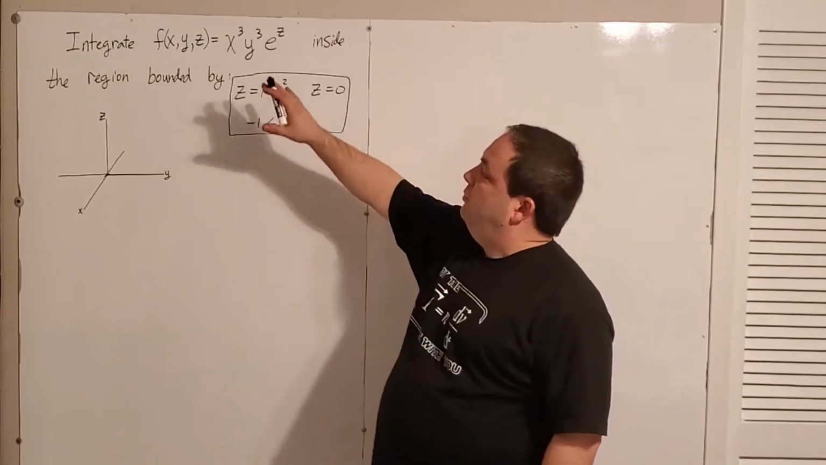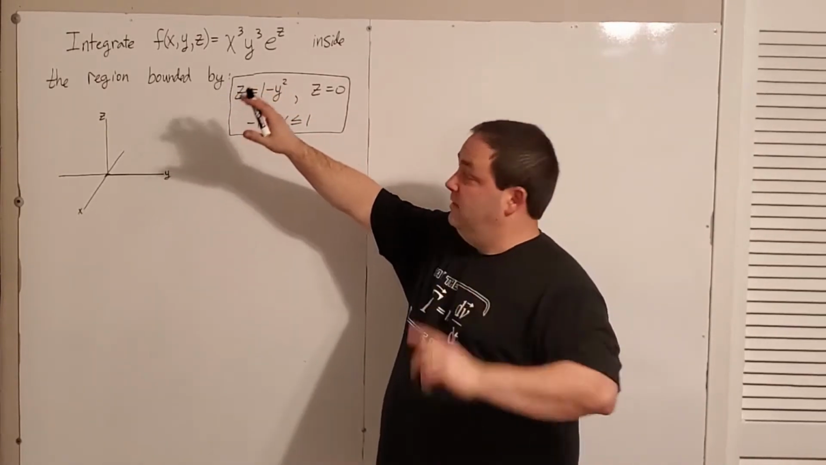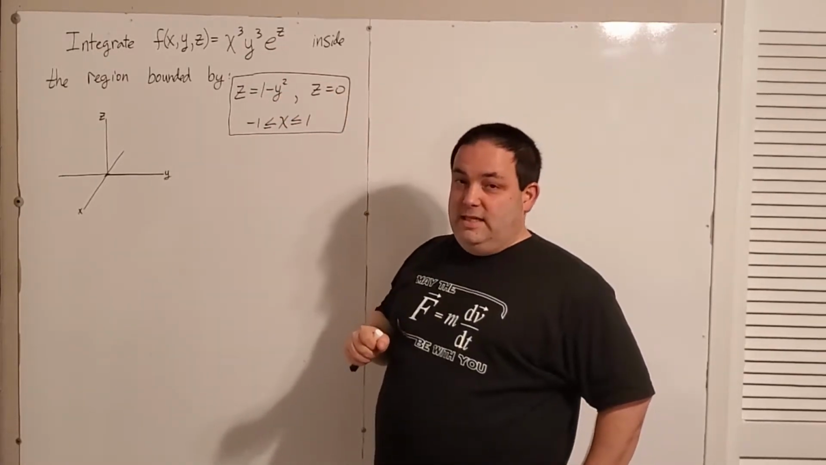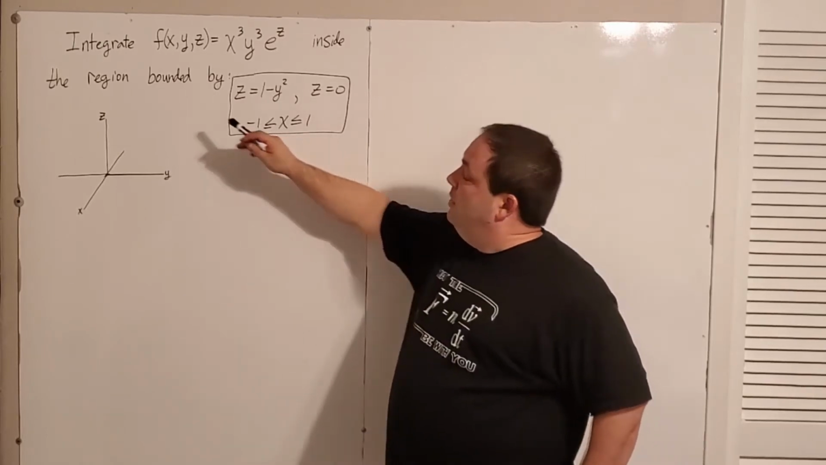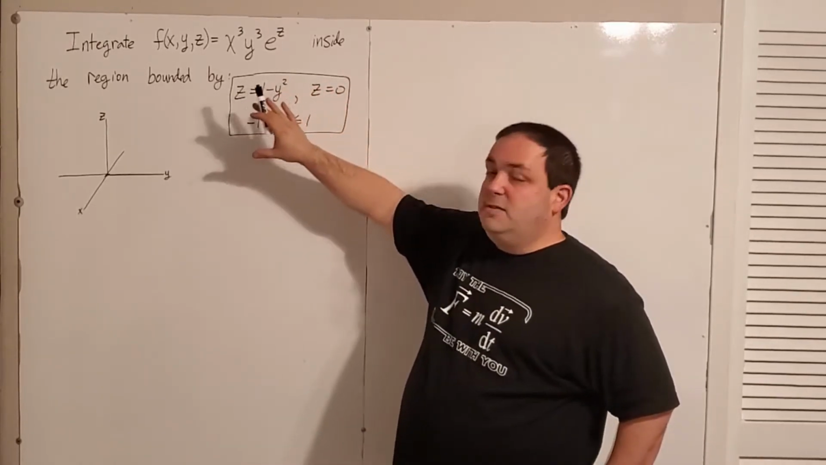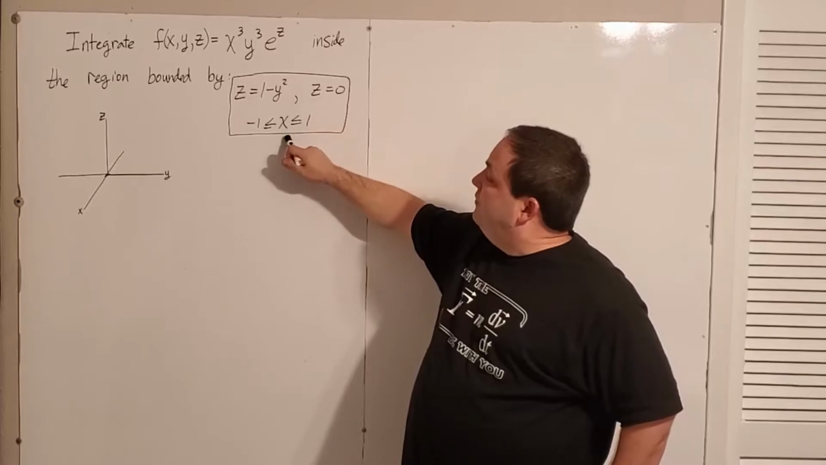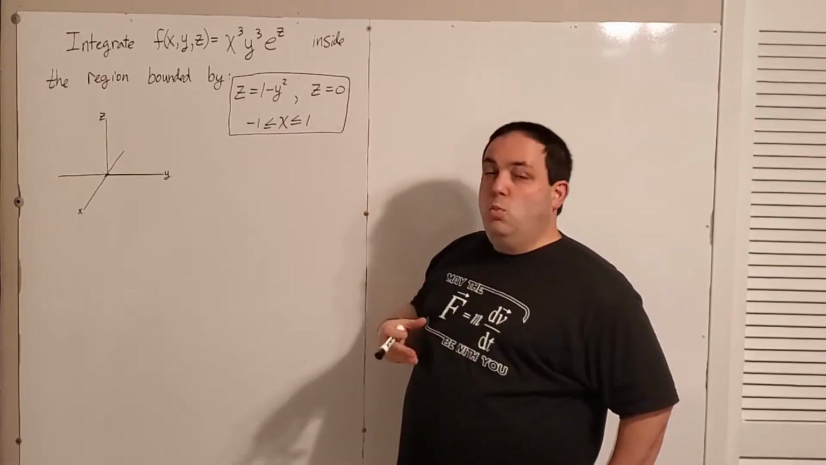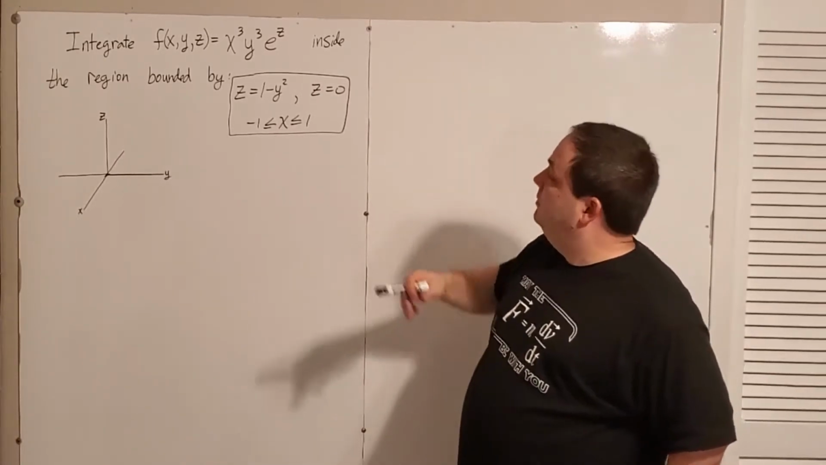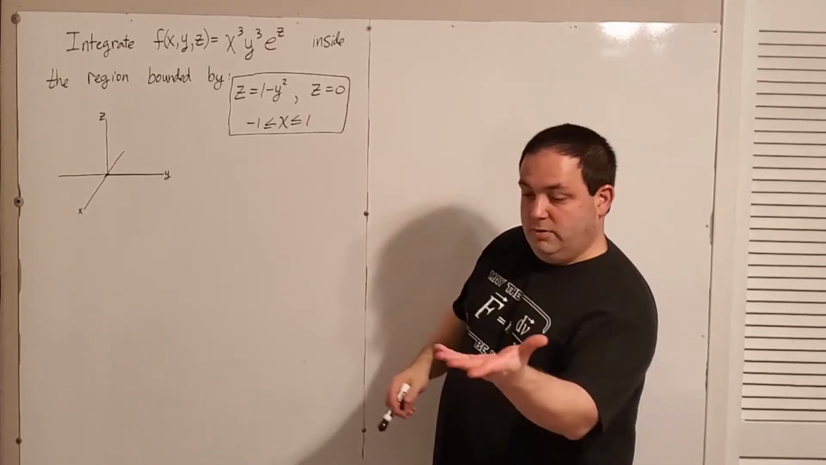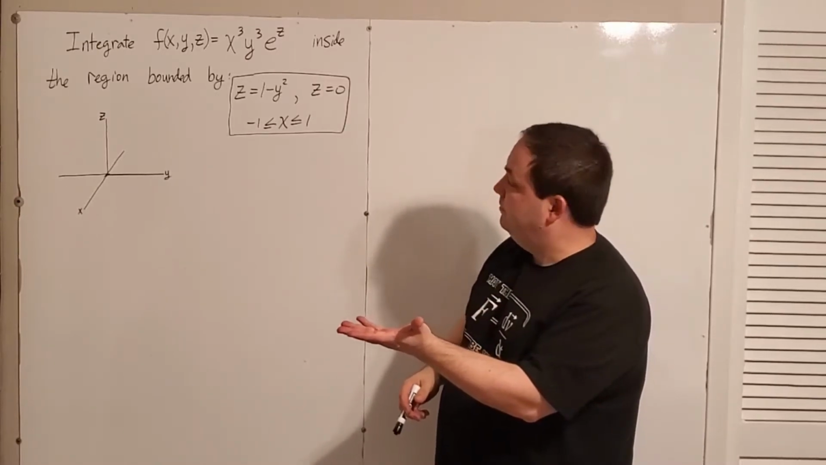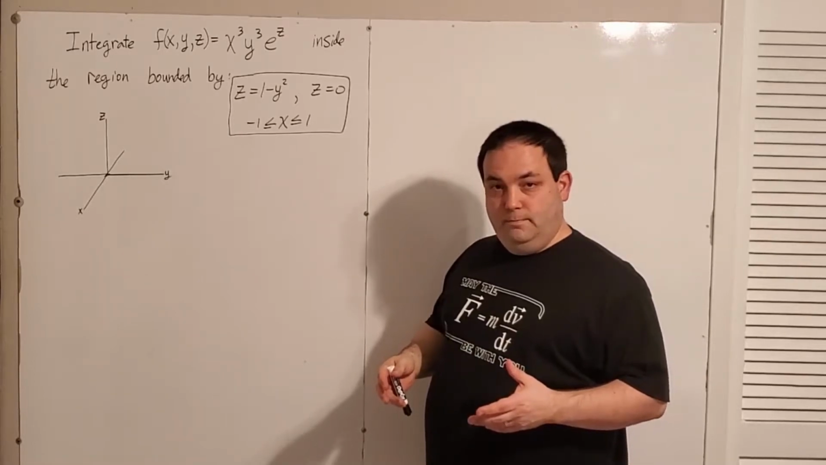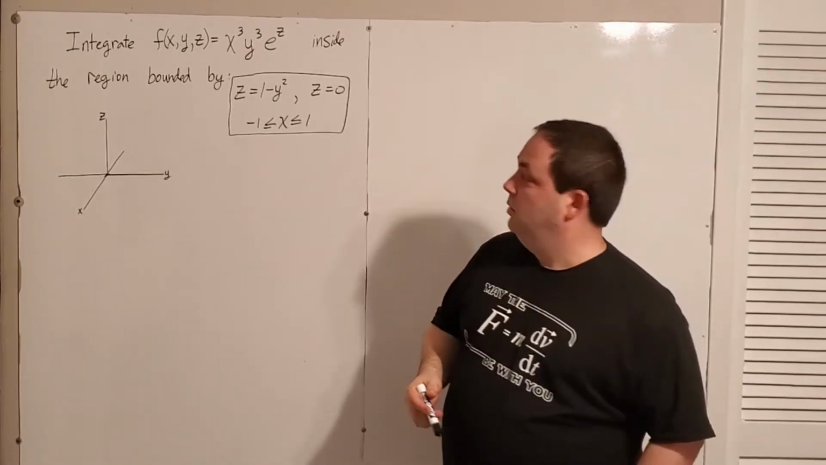So here we go. We're going to integrate the function of 3 variables, x cubed, y cubed, e to the z. And then we have a region in space bounded by these surfaces. Z is going to be underneath the 1 minus y squared, z equals 0 is going to be our bottom, the plane, and x is going to be bounded between -1 and 1. So let's take a look.